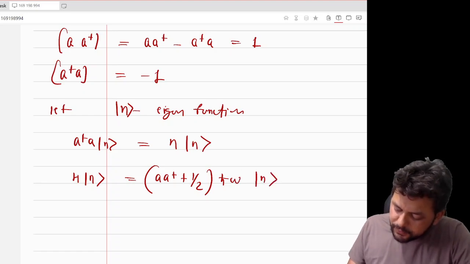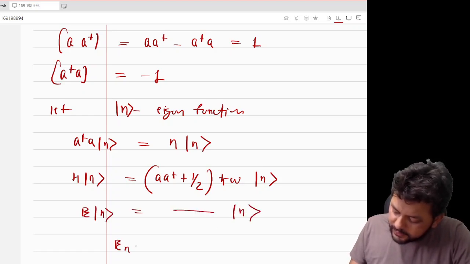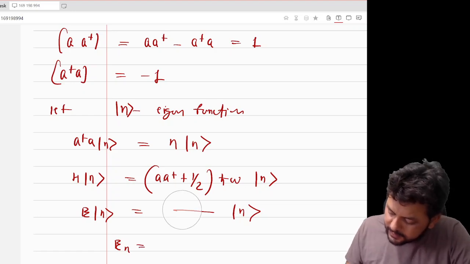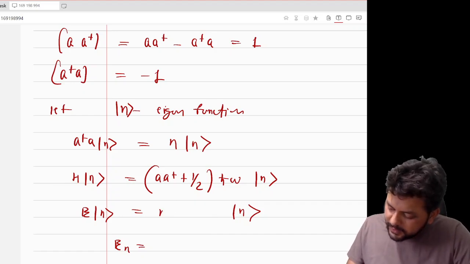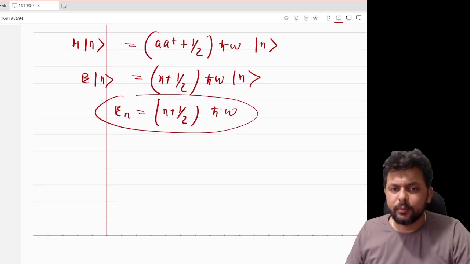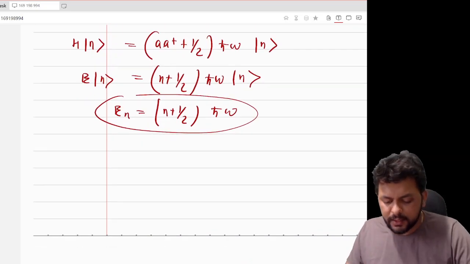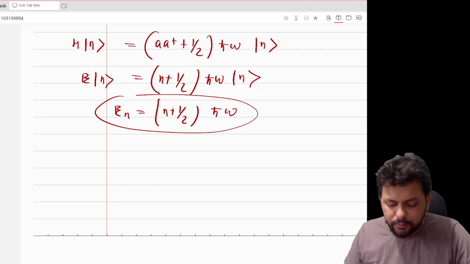And so from here when you apply H on this, you get the energy eigenvalue. So the energy eigenvalue of the nth state is how much? When you apply A dagger A on this wave function n, you get the value n, and if you put this value here, you get n plus half h cut omega. So you get En equal to n plus half h cut omega. This is the energy eigenvalue of the nth state of a harmonic oscillator. Whether n equal to 1, 2, 3, 4, whatever you put, you get the energy eigenvalue for that particular state.